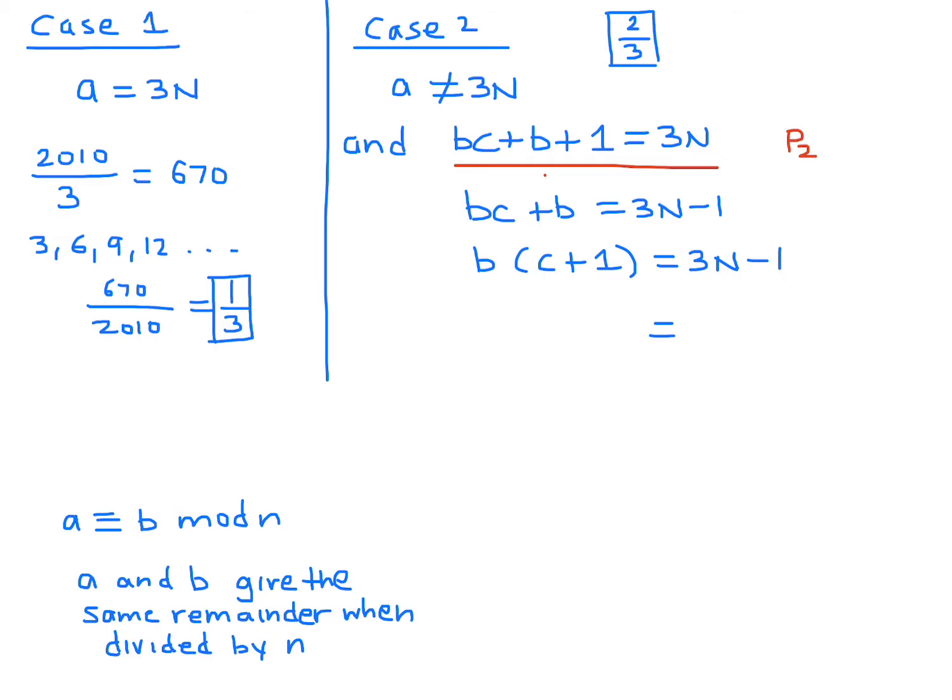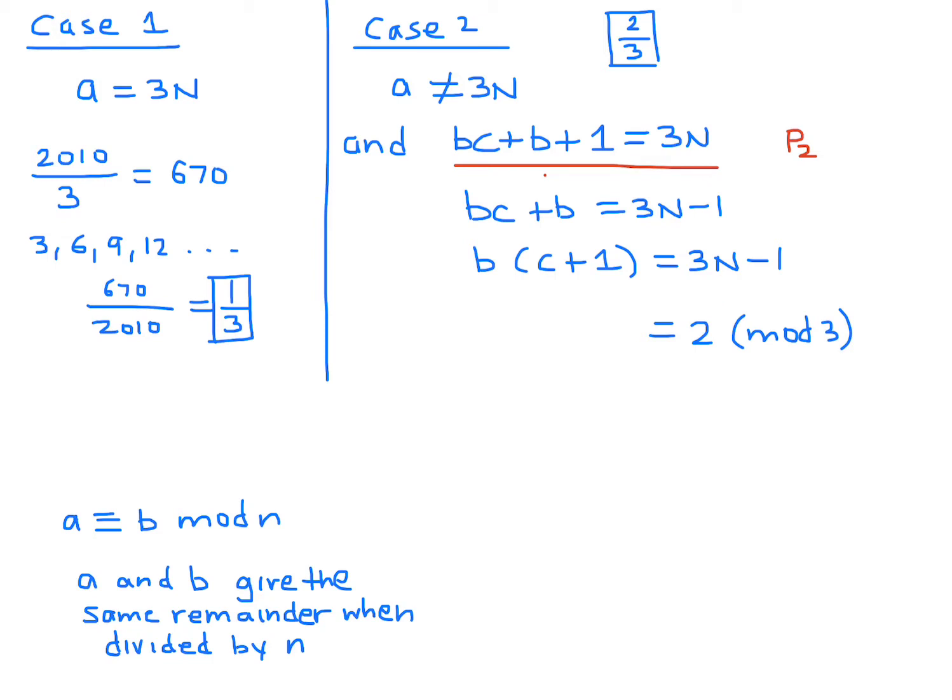So any number that's of the form 3n minus 1 can be written as 2 mod 3. What that means is that if you take any number of this form and divide by 3, you're going to get a remainder of 2. For example, if n was, say, 3, this would be 8. 8 divided by 3 gives a remainder of 2. If n was 5, this would be 14. 14 divided by 3 gives a remainder of 2, and so on. So that's how you get from here to here.